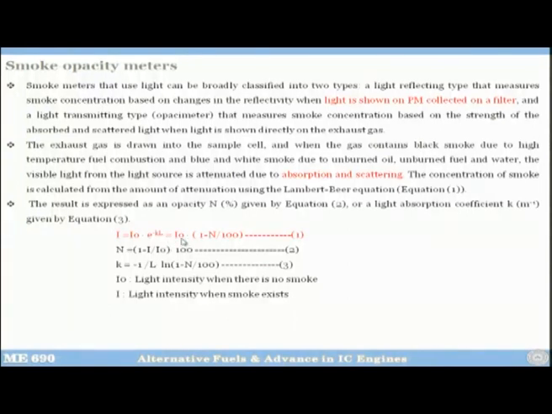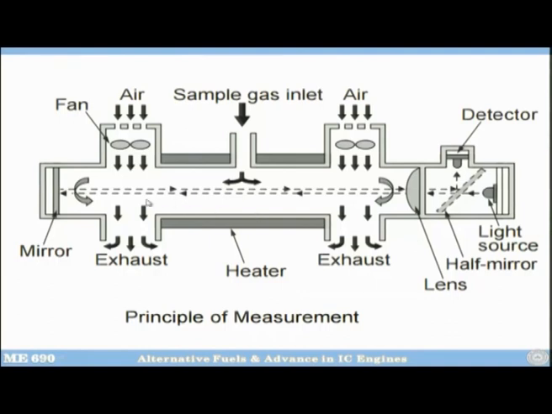Okay, and this is represented as I = I naught e^(-KL), N is given as (1 minus I by I naught) into 100, and K therefore is minus 1 by L natural log of (1 minus N by 100). So, these are the three equations which are used. L is the cell length.